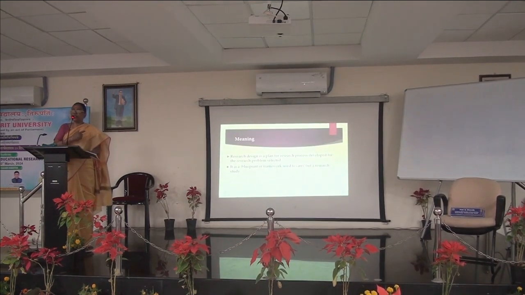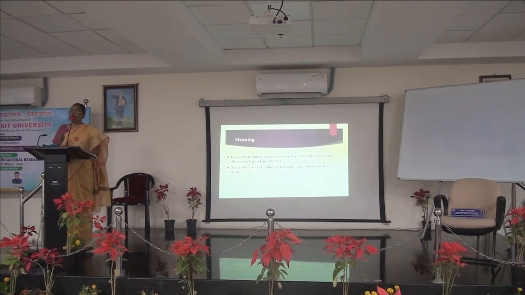Research design, as you can see in the slide, is a plan of action for the research process. If we want to go for a movie, we plan what time we want to go, which class we want to go, by which mode we want to go, with whom, what kind of dress you want to wear, would you like to eat at home or eat out. All those things we plan in a simple event also. Research is a very big thing. It involves a lot of human and financial resources. So it should be planned well, including the methodologies.